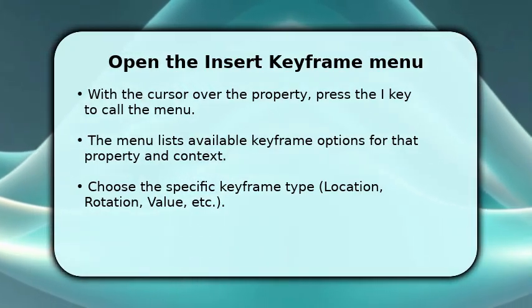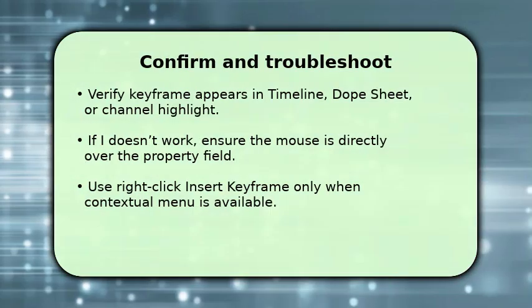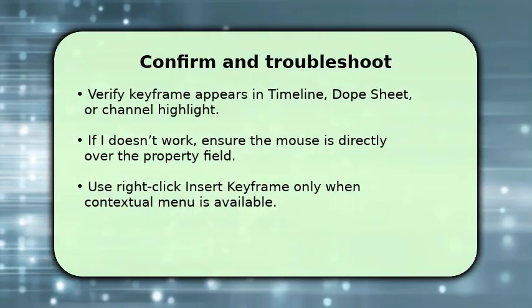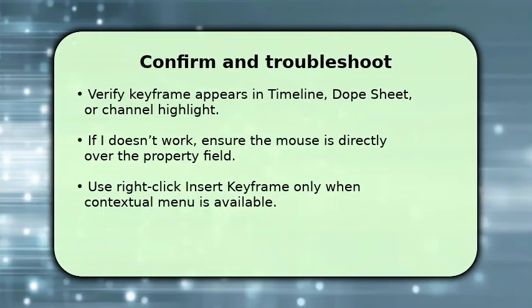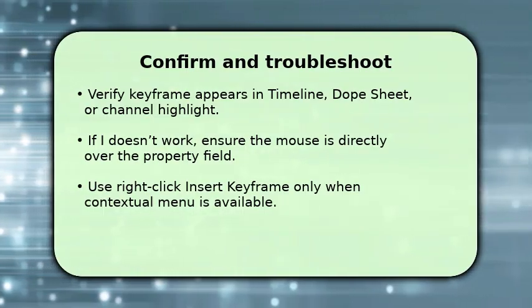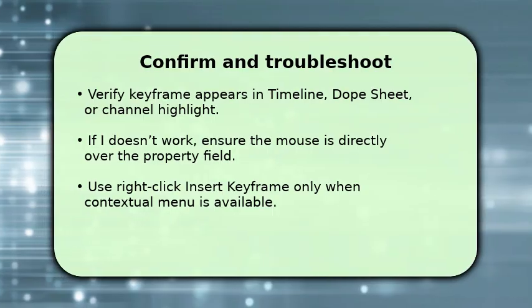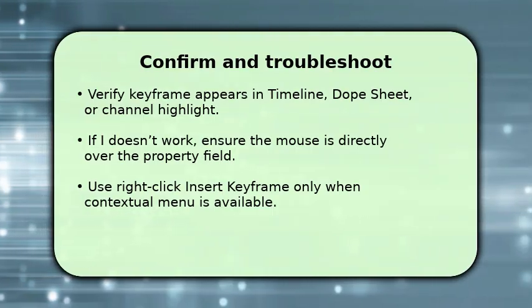Finish by checking the timeline or dope sheet for the new keyframe and watch the channel highlight in the UI. That confirms success. If pressing I yields nothing, make sure your mouse pointer is precisely over the numeric field or control. Blender won't register it otherwise.